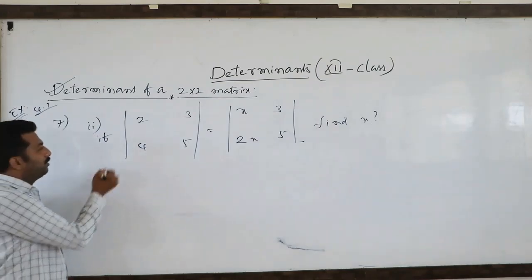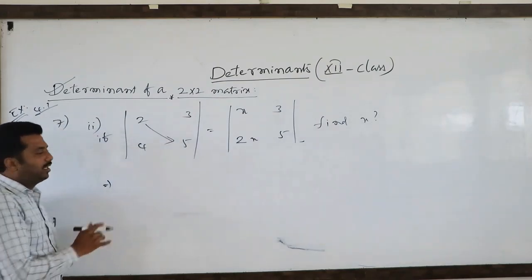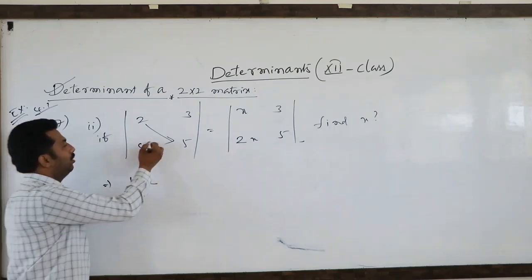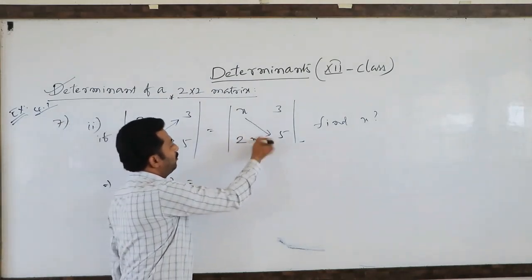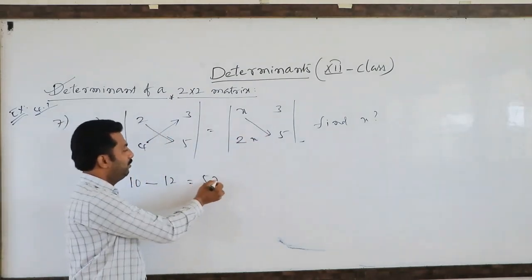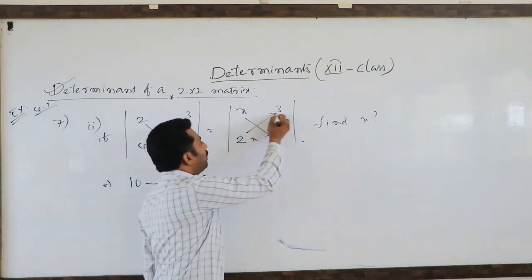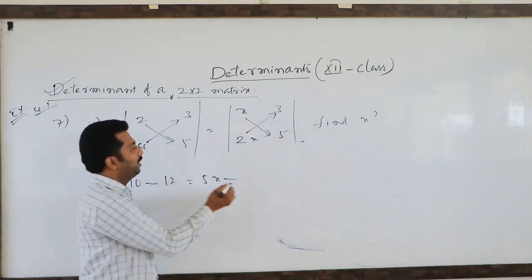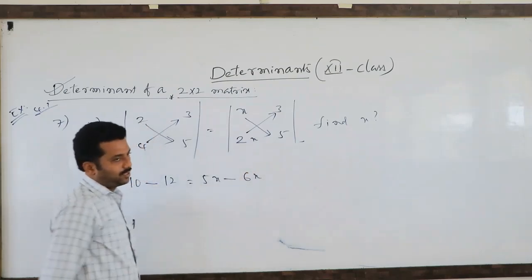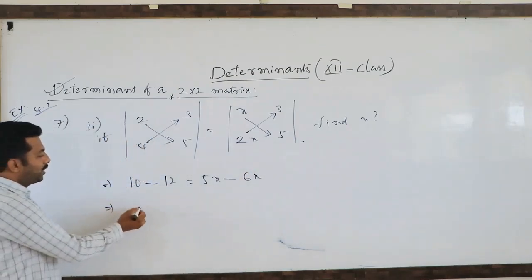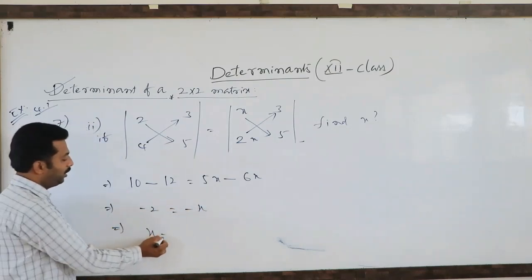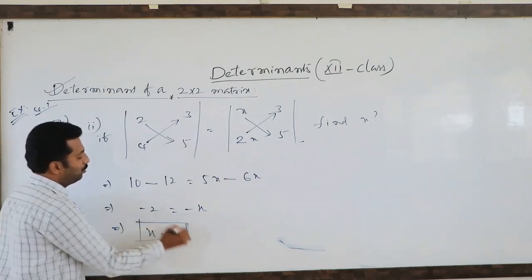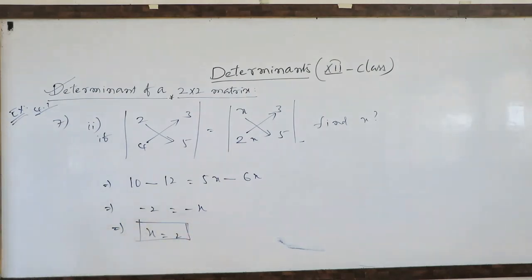Again same procedure. Product of the principal diagonal elements 10. Product of the non-diagonal elements 12. Product of the principal diagonal elements 5x minus product of the non-diagonal elements, nothing but 6x. So in this case minus 2 equal to minus x. So finally x equal to 2. So only a single value will come, x value 2 only. Next.